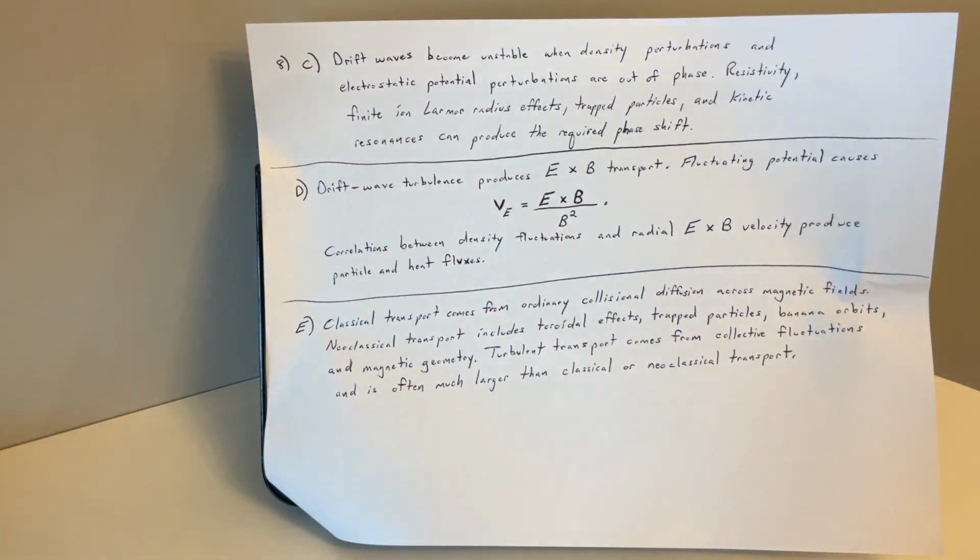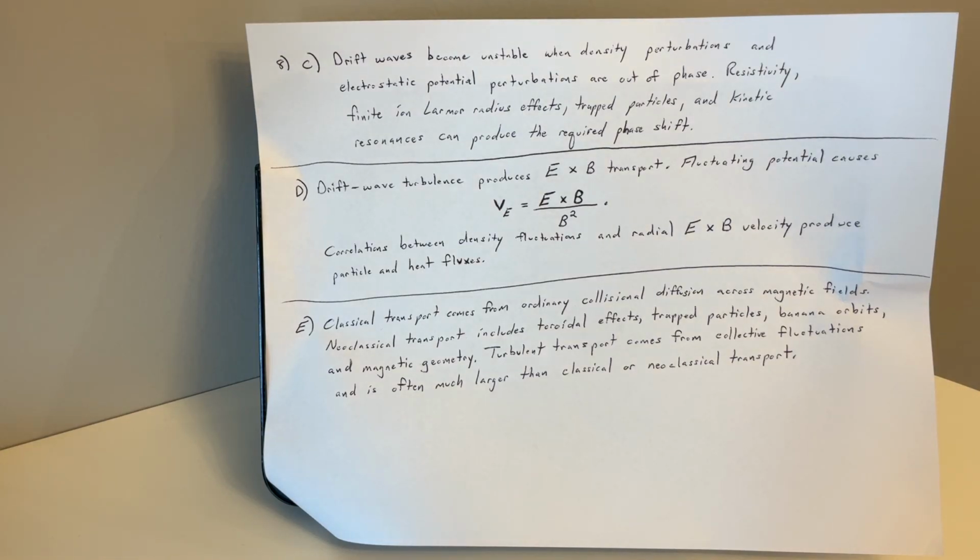For letter C, we could say that drift waves become unstable when density perturbations and electrostatic potential perturbations are out of phase. Resistivity, finite Larmor radius effects, trapped particles and kinetic resonances can produce the required phase shift. Okay, so that's letter C.